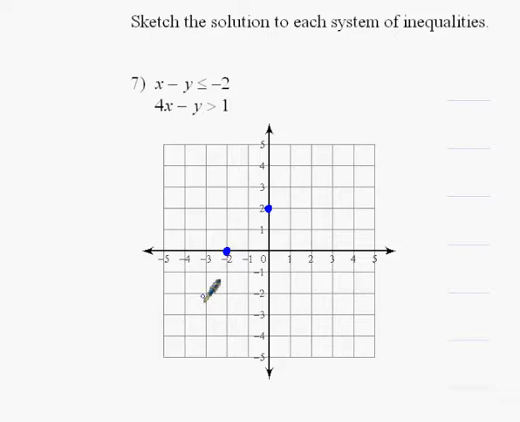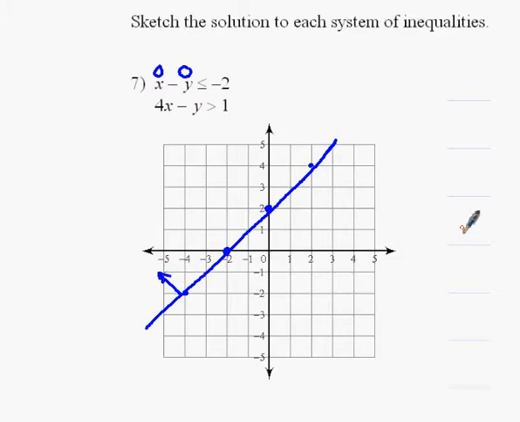And what kind of line will I need? Well, this one says less than or equal to, so it gives you a solid line. So we'll draw a solid line there. Okay. And let's decide which way to shade. I'll test the point 0, 0 again. If I put 0 in for x and 0 in for y, I would be getting the statement 0 minus 0 is less than or equal to negative 2. Well, that's not true. So I won't be shading toward that point. I'll be shading away.